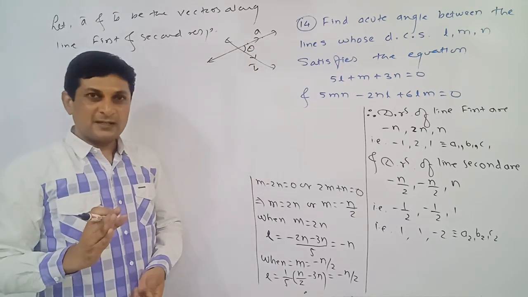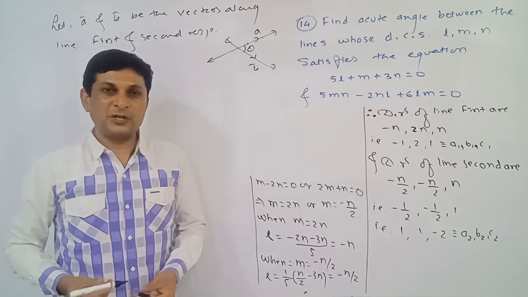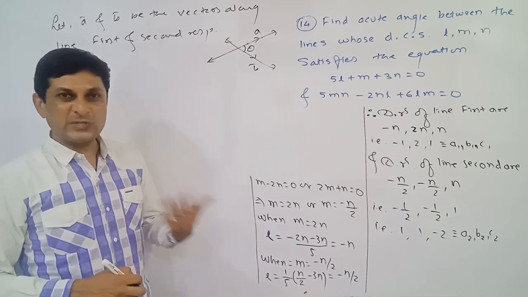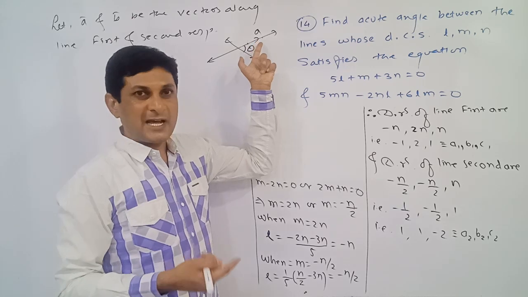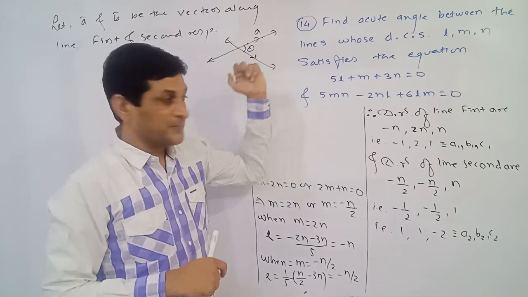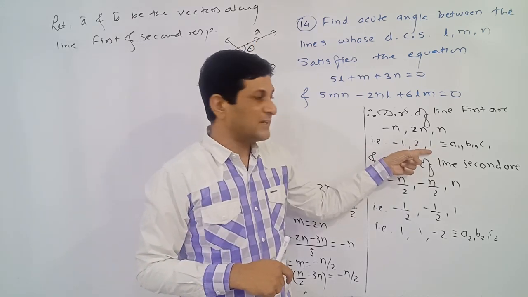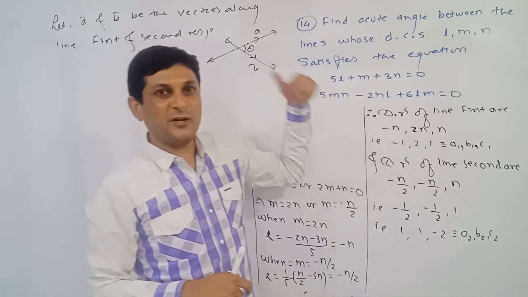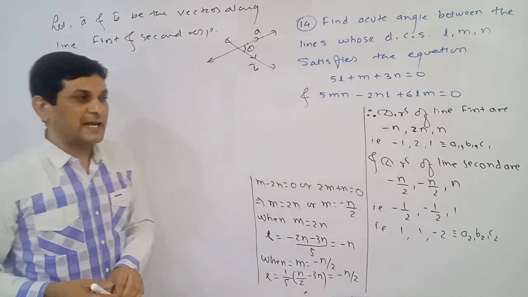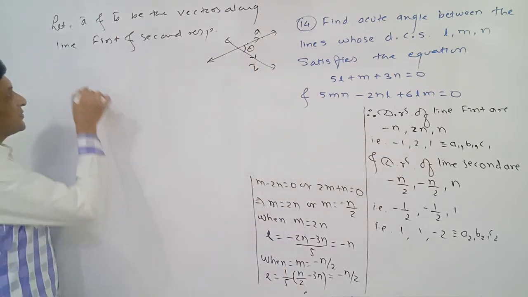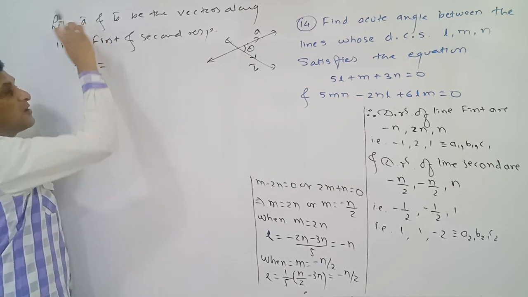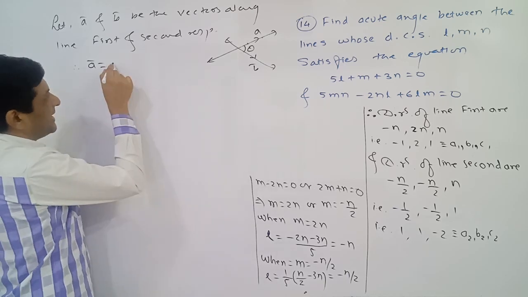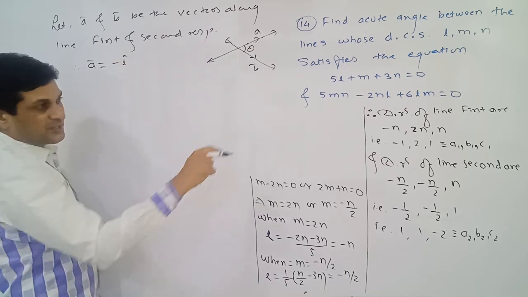Already, when we proved the relation between direction ratios and direction cosines, we saw that if the vector along a line is given to us, we are able to find its direction ratios, or if the direction ratios of a line are known to us, we are able to find the vector along that line. So the direction ratios are known to us. From these direction ratios, the vector along the first line is minus i cap, what are the direction ratios here?